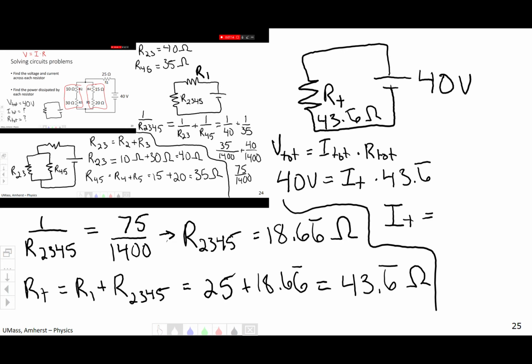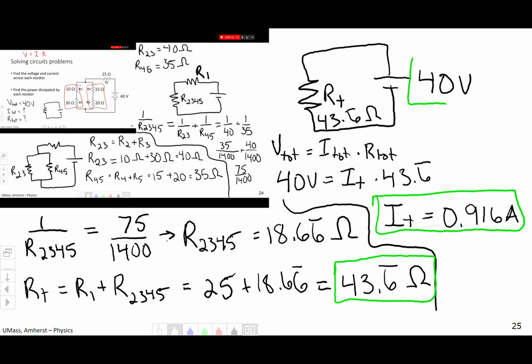is, come on calculator, approximately 0.916 amps. Okay, so we have our major information here, here, and here. So we've got our total circuit elements, and now we can figure out some other stuff. So what do we want? We want the voltage and current across each resistor, and then the power.